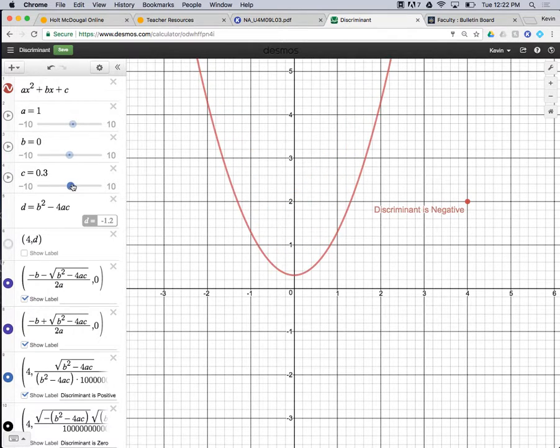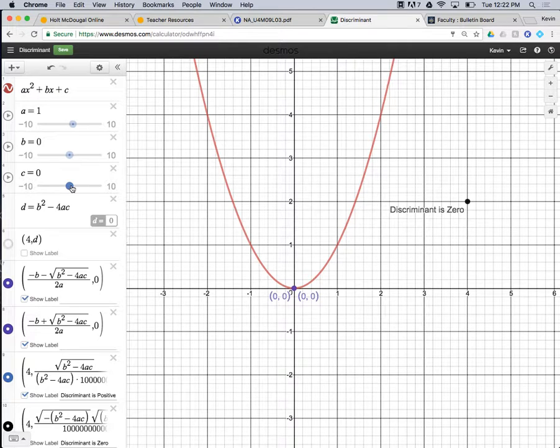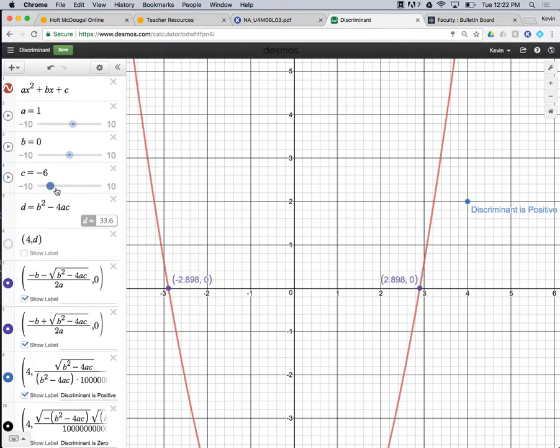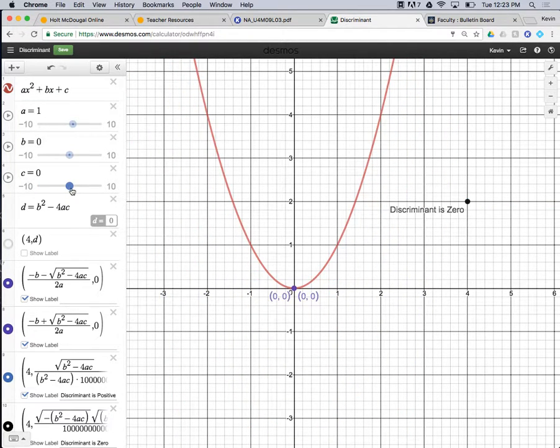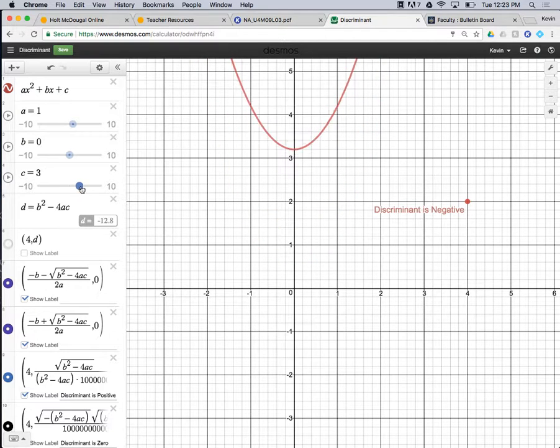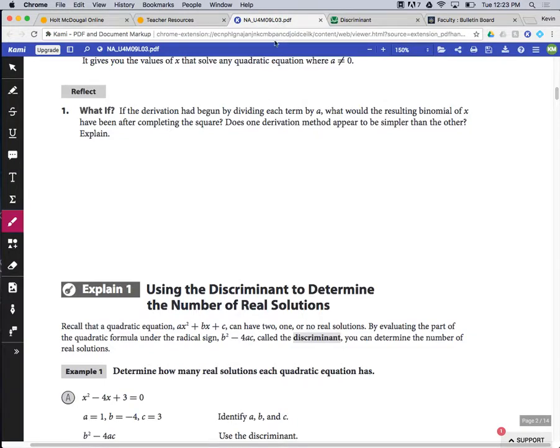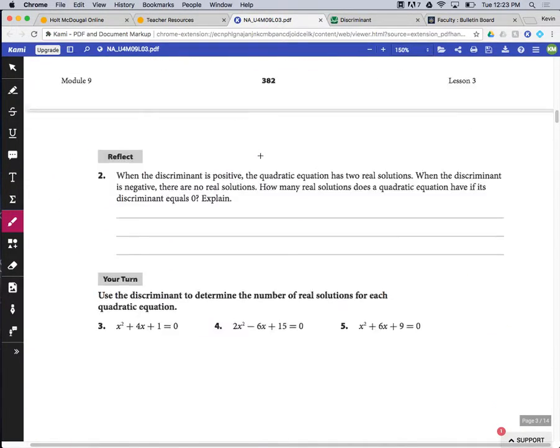Does that make sense to you guys? So you can see, it's only at this one spot that the discriminant is 0. You see, there's only one solution. And then the discriminant is positive for all these ones. And then just that one spot, bam, discriminant is 0. And then discriminant is negative. You guys see that? So discriminant is positive, 2 zeros. Discriminant is 0, 1 solution. And if discriminant is less than 0, it's no solutions. Any questions? No. All right.